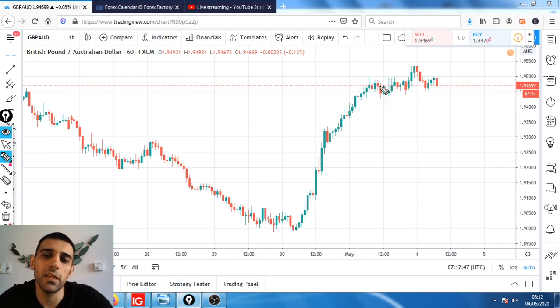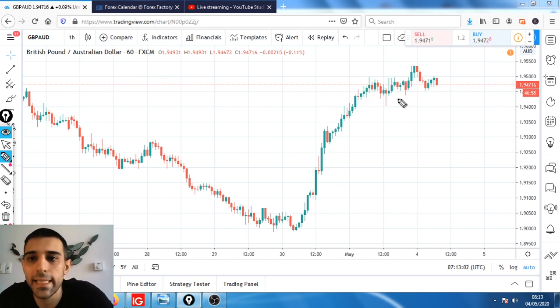That normally gives me a caution that, okay, maybe the price might not break it. However, in this case, I still hold the same belief as the original analysis towards the long side.